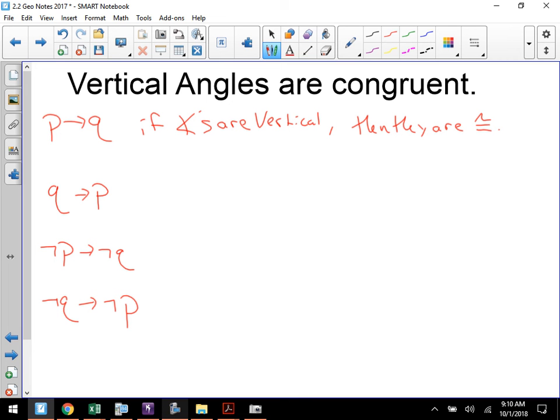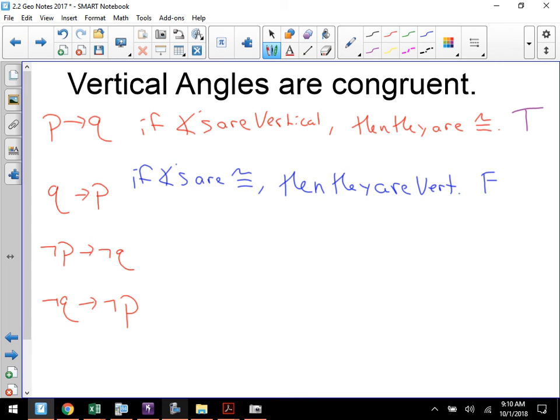Okay. True or false? True. Okay. Next one was saying it backwards. If angles are congruent, then they are vertical. True or false? False. That's false. What's a counterexample to that?